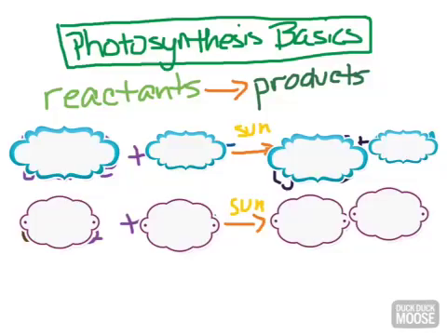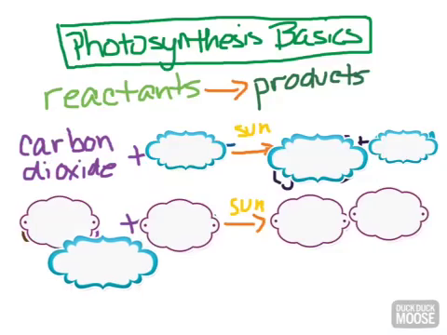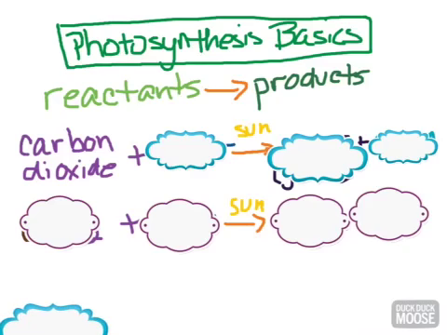So the first one is in words, and down below here is in the equation. So what does it take? What do plants use in photosynthesis? Well, they take carbon dioxide from where? From the atmosphere, of course. And then what do they use besides carbon dioxide? They use water.